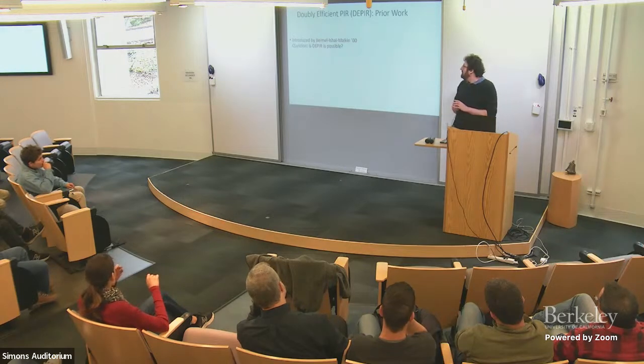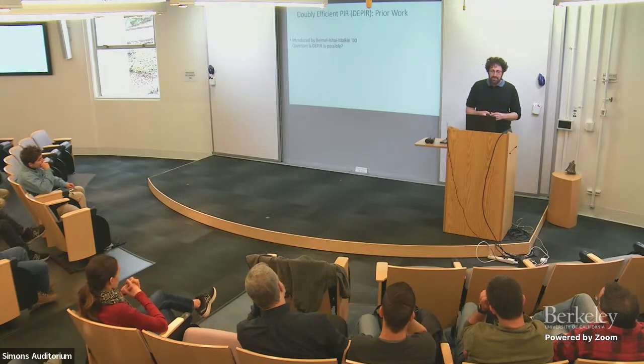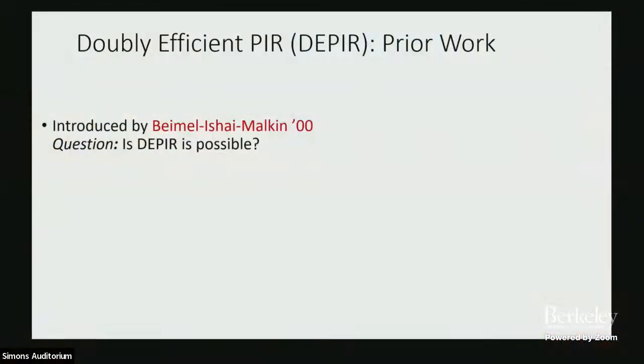So let me tell you a little bit about the prior work on this problem. This notion of doubly efficient PIR was introduced by Beimel, Ishai and Malkin in 2000, so over 20 years ago. And they had some constructions in the multi-server setting, which I'm not talking about here. In the single server setting, which is the focus of this talk, they really had no idea, and they asked, is this possible? And really at that time, I think the answer could have gone either way. In fact, I think around 2010 or 2011, I spent some time trying to prove a negative result that this is impossible.